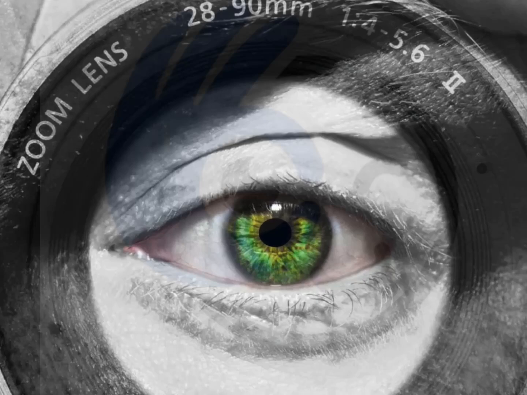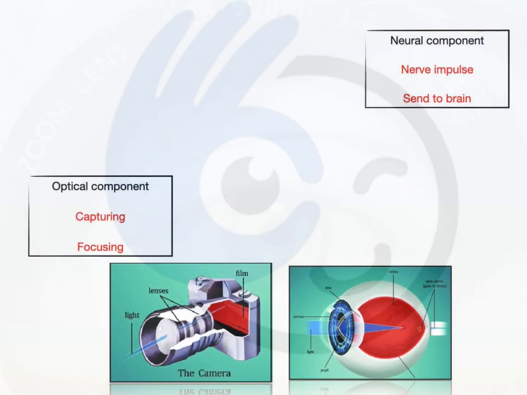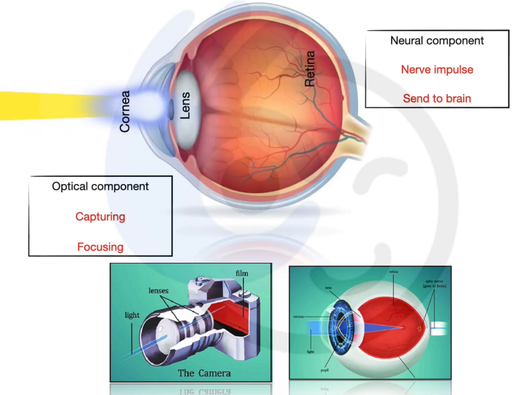The eye is considered nature's most advanced camera. Like a camera, it has two components. One is an optical component, which captures and focuses the image, and the other is the neural component, which processes the image. In our eye, the cornea and the lens are the optical component. The retina converts this into a nerve impulse and sends it through the optic nerve to the brain.